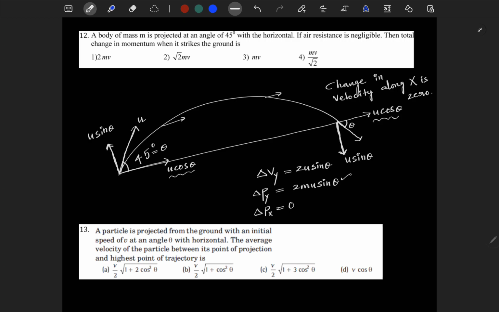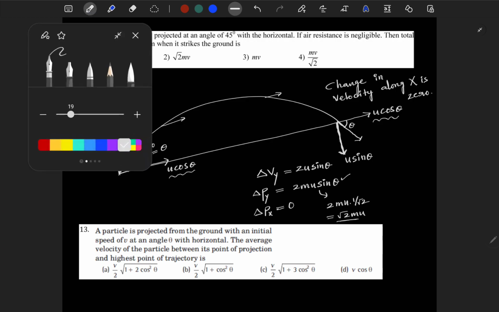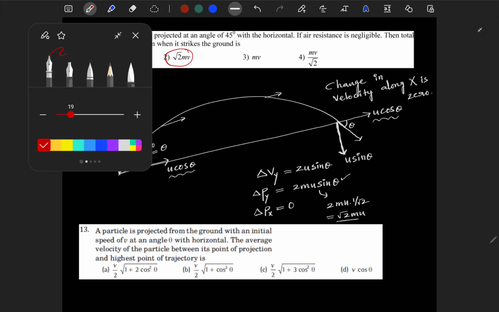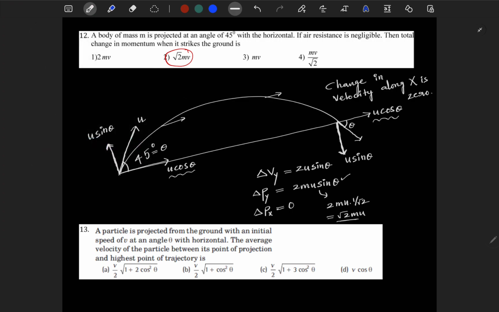Now this is the answer, but theta is 45, so I'll substitute 45 here. Then you have 2mu sin 45, which is 1 by root 2, so it will give you root 2 mu, which is the change in momentum, and this is the option, yeah, here, root 2 mu. I took it as u, but the question has taken it as v, so it doesn't matter.